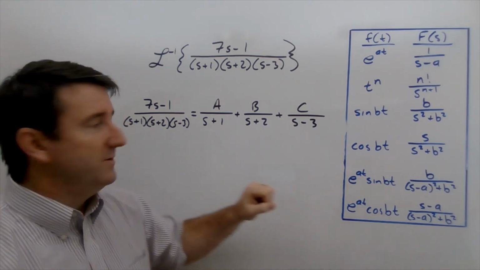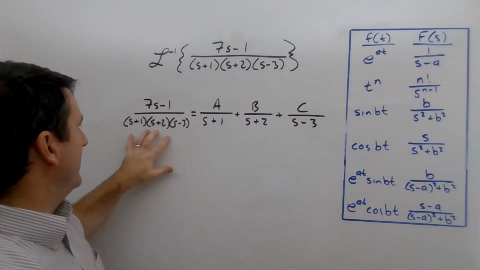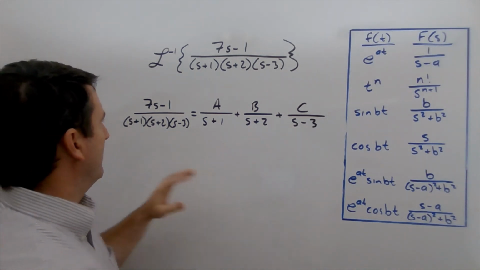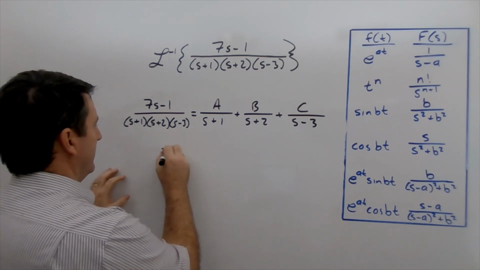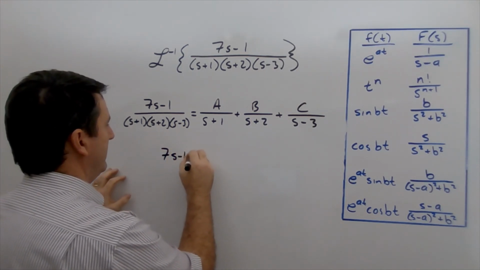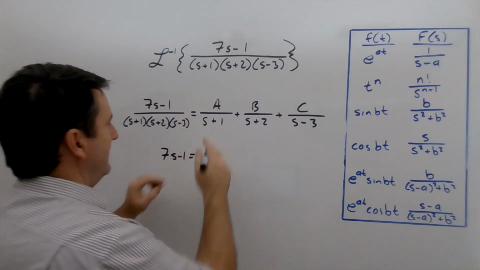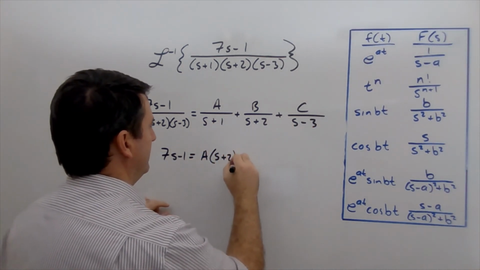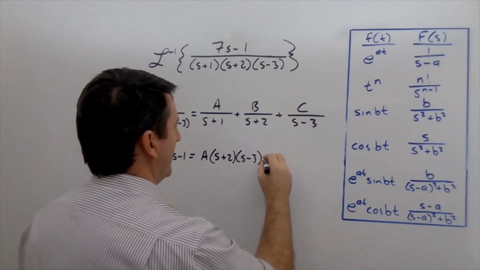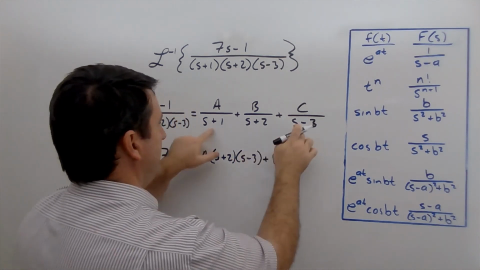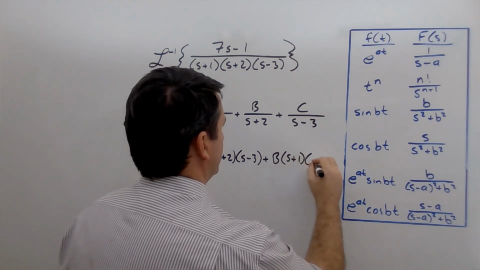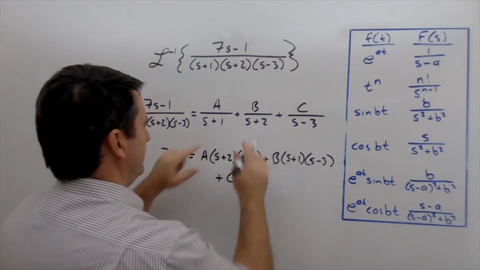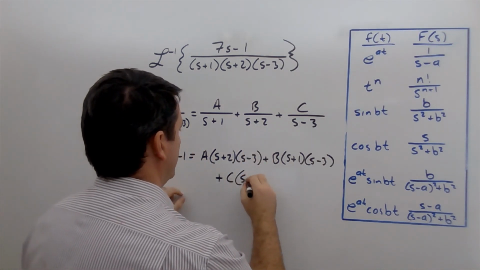All right, next thing we're going to do is multiply both sides of this equation by this common denominator here. And when we do that, all of this will go away. We're just going to be left with 7s minus 1 on the left side of the equation. And then we're going to get a times these two factors, s plus 2 times s minus 3, plus b times these two factors, s plus 1 times s minus 3, plus c times these two factors, s plus 1 times s plus 2.